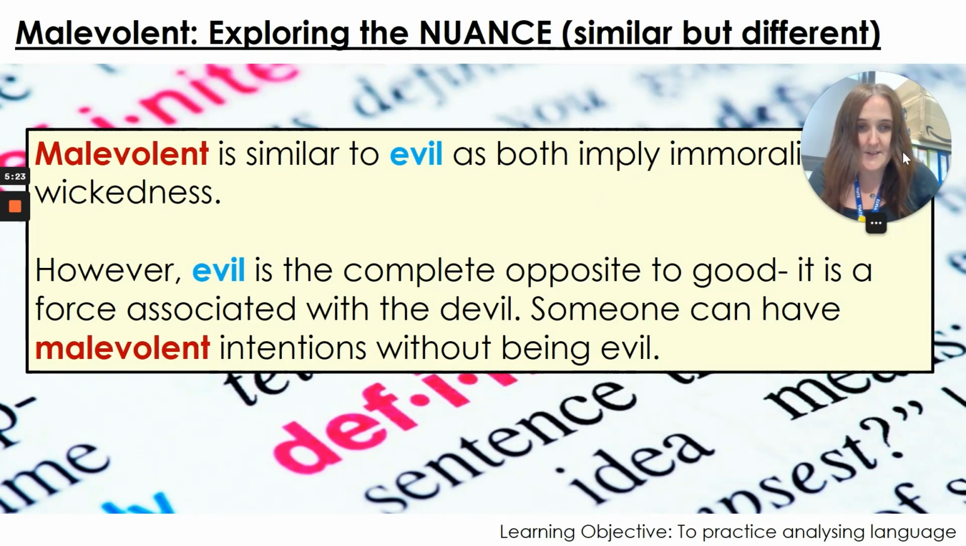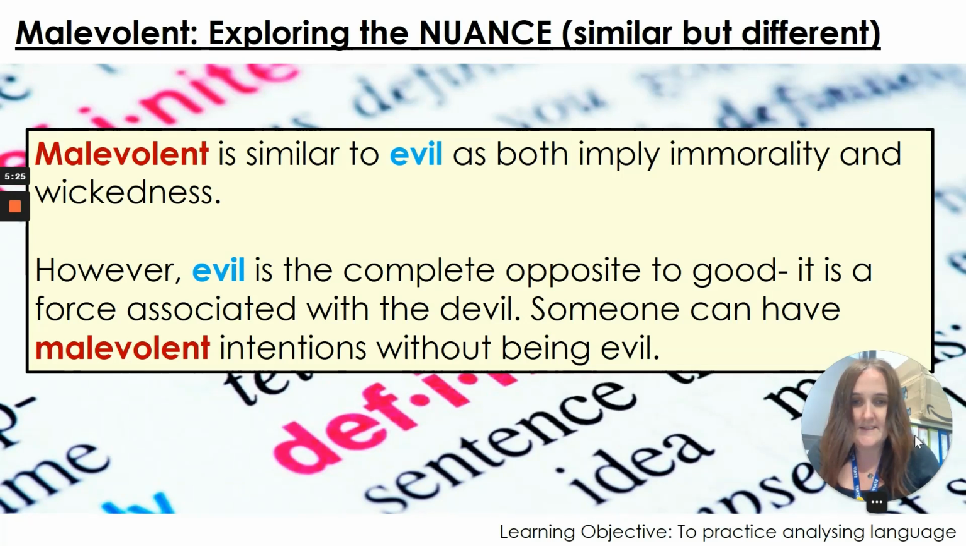So it's similar to the word evil, malevolent, as they both imply immorality and wickedness. However, evil is kind of worse. It's more pejorative, okay, a more negative word really, because evil is the complete opposite to good. It's a force that's associated with the devil. So somebody could have malevolent intentions without being completely evil.